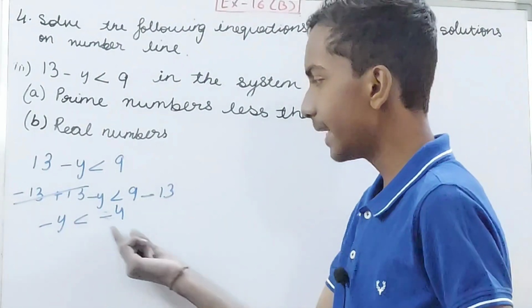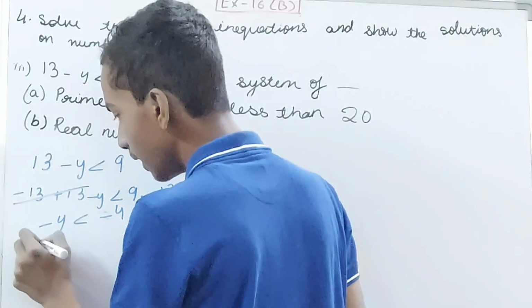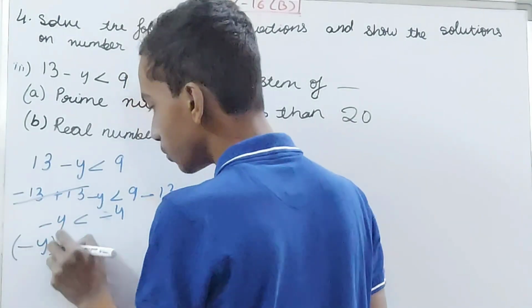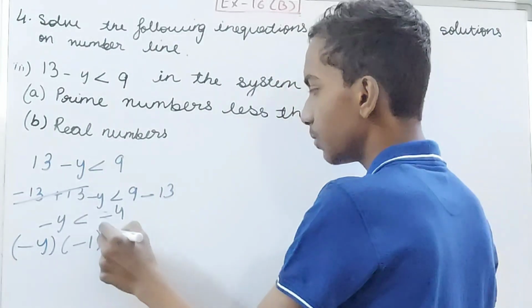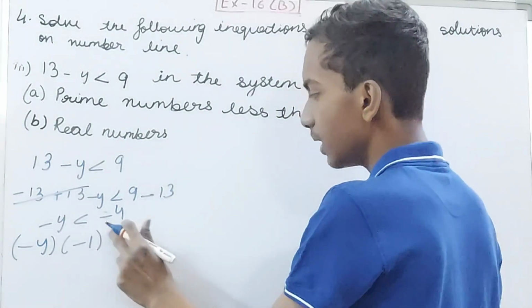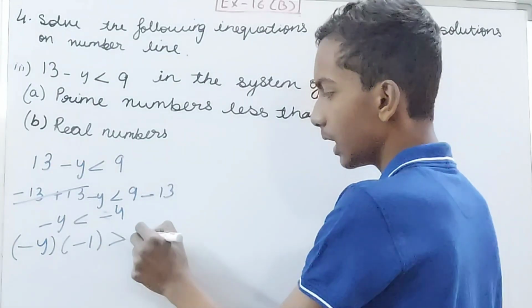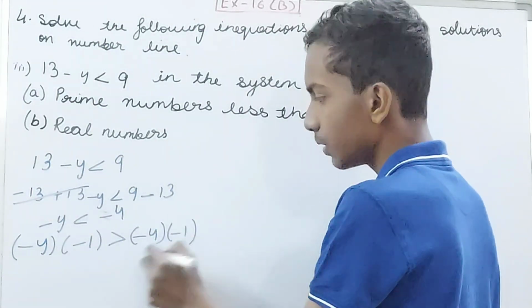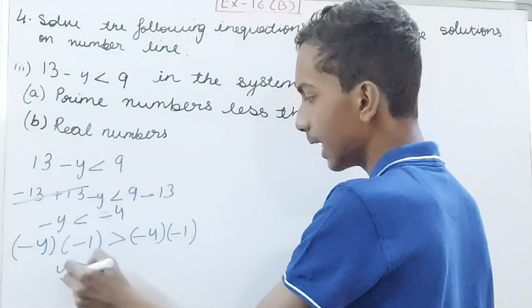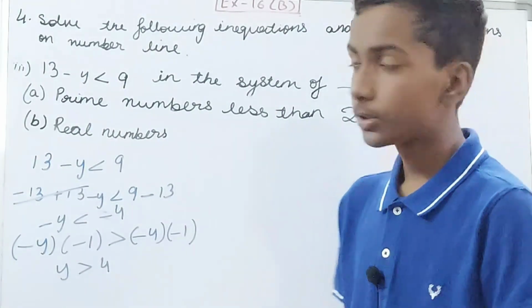I have to get rid of the minus sign. Okay, so what I will do, I will multiply minus y by minus 1. And remember, when you're multiplying by any negative number, the inequality sign will change. And minus 4 into minus 1, so we have y is greater than 4. That is your first solution.